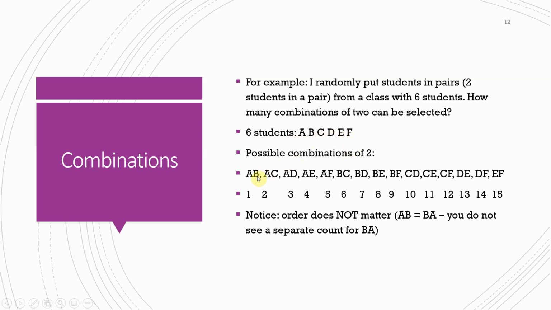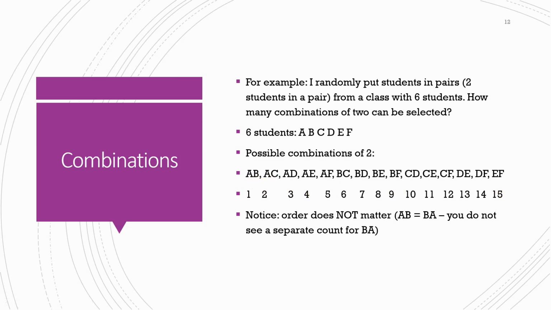Let's go through them. We could do A and B, A and C, A and D, A and E, A and F. We get to the end of the list, so we'll start with B. B could be paired with C, BD, BE, BF. End of the list, so we'll start with C, CD, CE, CF, DE, DF, and EF. So if we count those together, 1, 2, 3, 4, and so on, we get 15 different combinations.